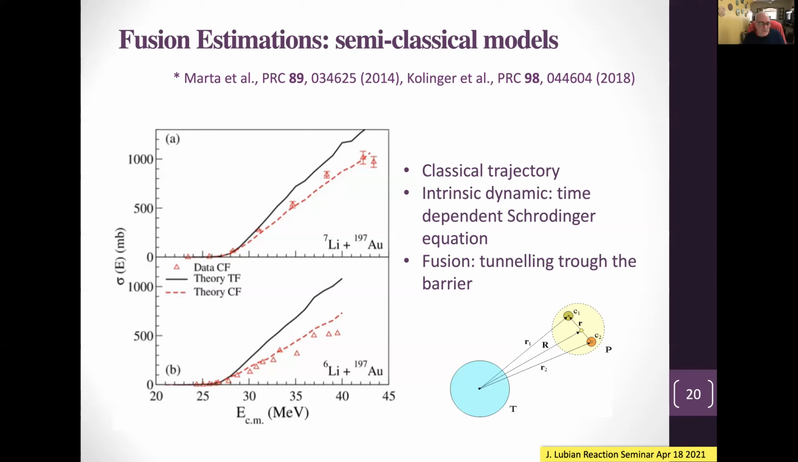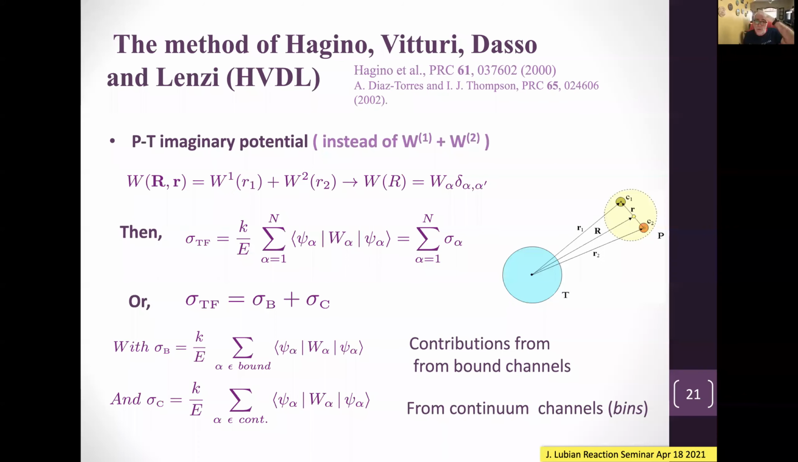The first try to do a quantum mechanical calculation was performed by Hagino, Vitturi, and Lenzi in this work, and later with a more complete model space by Alexis Diaz-Torres and Ian Thompson. What they did was, instead of using these two interactions, the imaginary part of the potential, they introduced a diagonal imaginary potential in the interaction of the target and projectile center of mass. Then they determined the total fusion as a sum, and this potential is diagonal.